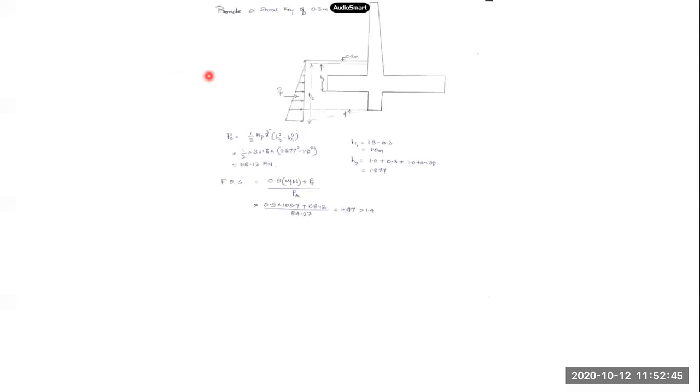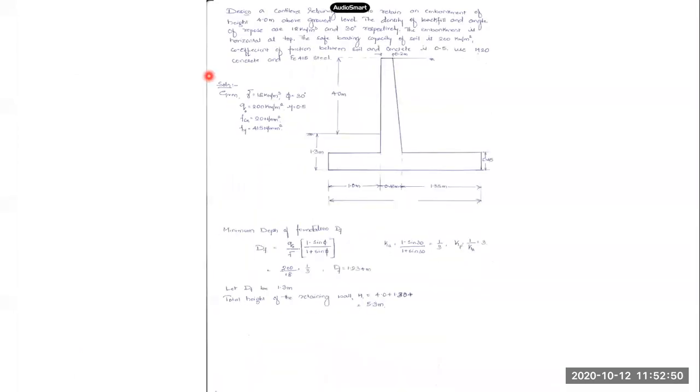Any difficulty with the stability check or the proportioning part of the retaining wall?